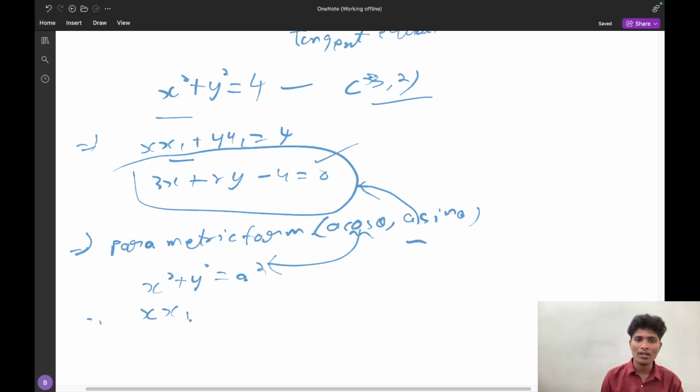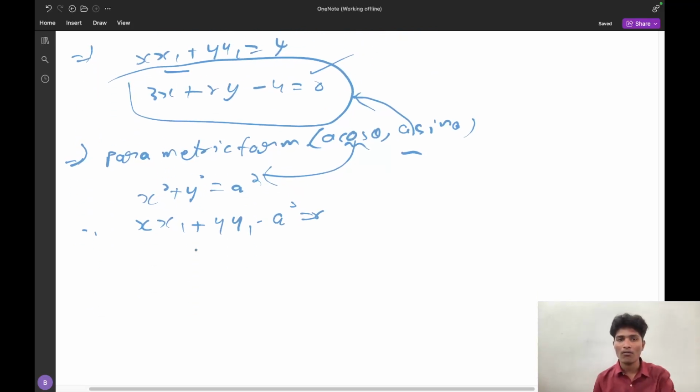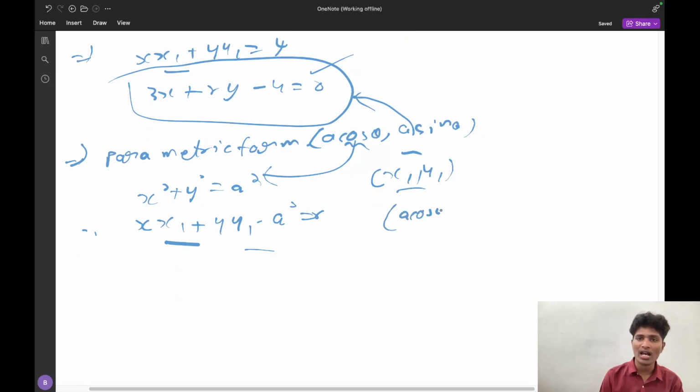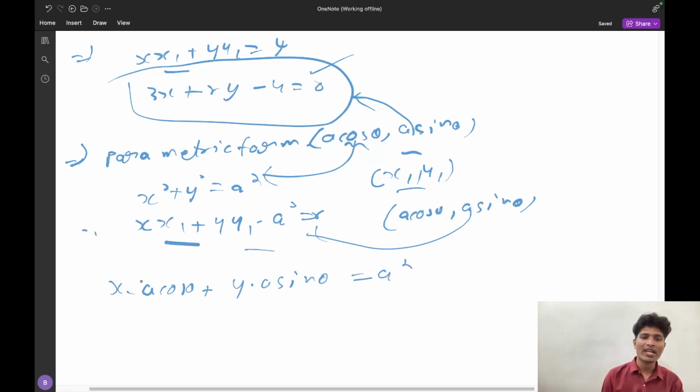That is xx1 plus yy1 minus a square equal to 0 is the circle equation. Now here x1 and y1 are the point's coordinates, but these points can be replaced by a cos theta comma a sin theta. So simply substitute these points here. You will get x into a cos theta plus y into a sin theta is equal to a square. If I cancel a, I will get x cos theta plus y sin theta is equal to a. This is called the tangent equation in parametric form.